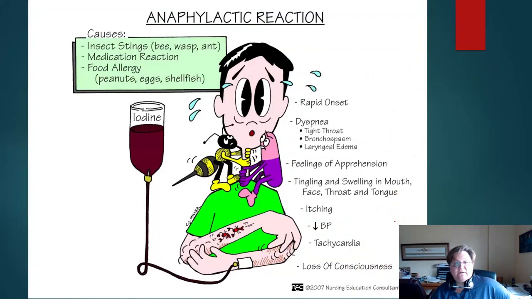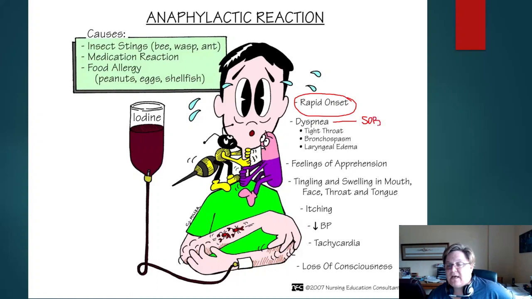An example of an emergent reaction is called an anaphylactic reaction, and this is a very severe hypersensitivity reaction. The causes can be anything from insect stings like bee or wasp, food allergies, medications, could be blood products, could be the dye that we give when we want to do an MRI or contrast media. We find that our patients typically have a real rapid onset or sudden onset. They'll have dyspnea, which is shortness of breath. You might see that sometimes abbreviated as SOB, shortness of breath.